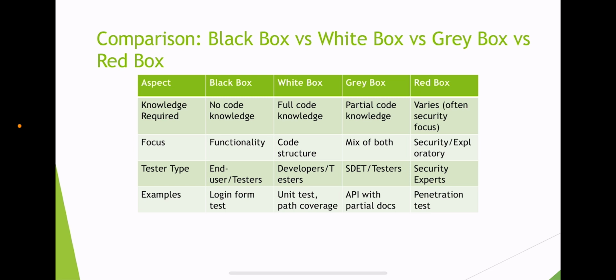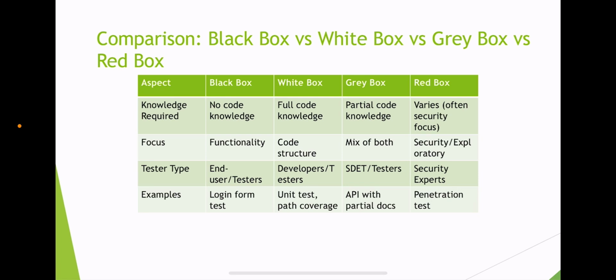The next aspect of difference is example. An example of black box testing is a login form test. White box testing is unit testing. Gray box testing is API testing with partial docs or some database testing with UI validation. And in red box testing, we check whether the application security is aligned to market standards or not, or just a penetration test.